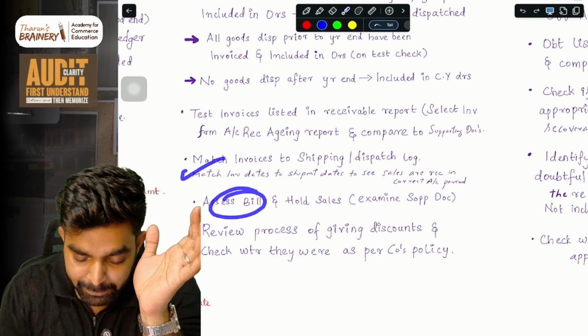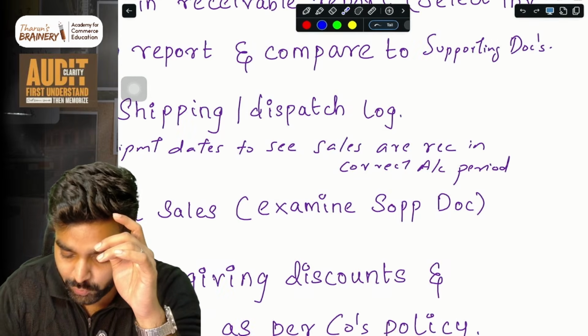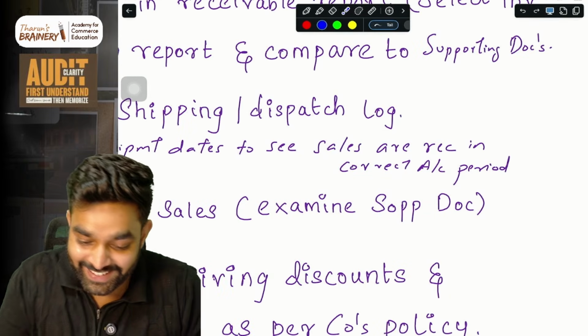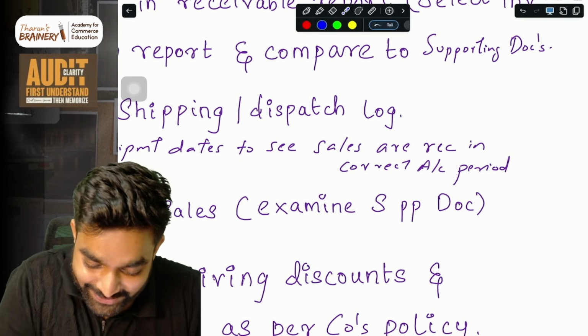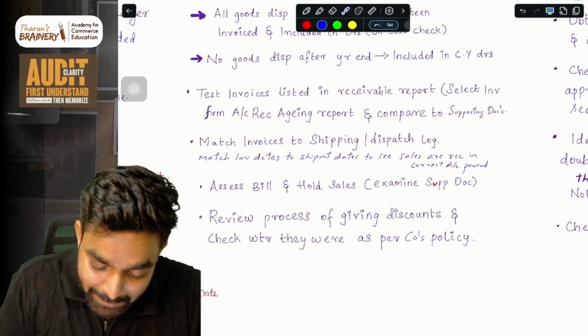Then assess the bill and hold sales. Examine the supporting documents. Here it is OU. It has been written by someone who is not from a CA background, so some writing issues will be there, but we'll correct them. Okay. Assess the bill and hold sales.